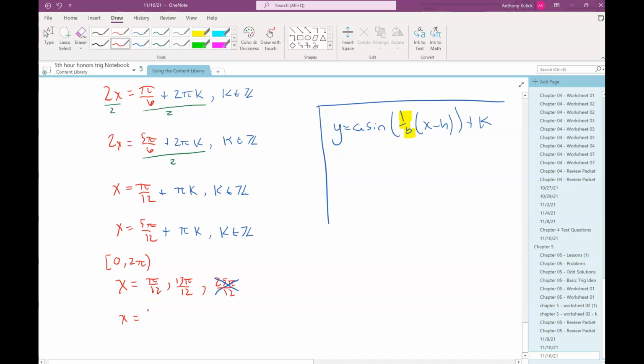5 pi over 12, if I look at that solution, if I subtract pi from that, I get negative, which is too small. So 5 pi over 12 is my smallest answer for that solution. If I add pi to that, I have 17 pi over 12, which is still less than 2 pi. If I add pi again, I get 29 pi over 12, which is too big. So I actually should have these 4 solutions.